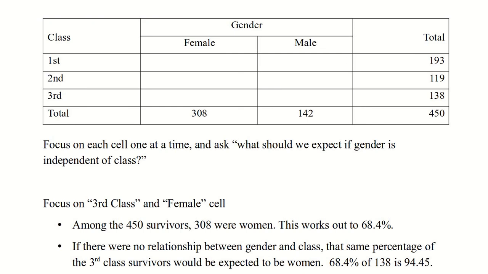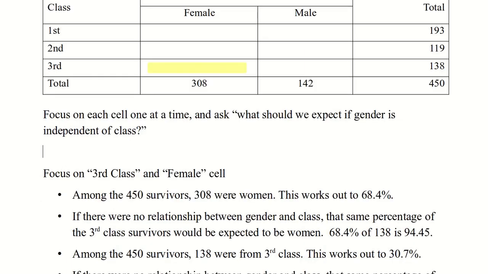So when we look at it, that's right down here, we can ask the question, among the 450 survivors, 308 were women. So that's 68.4% approximately. So if there was no relationship between gender and class, then that same percentage of third-class survivors would be expected to be women. In other words, of the 138 third-class survivors, we would expect 68.4% of them to be women. That's 94.45.